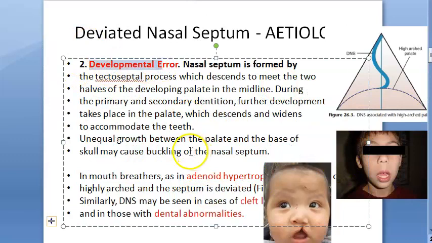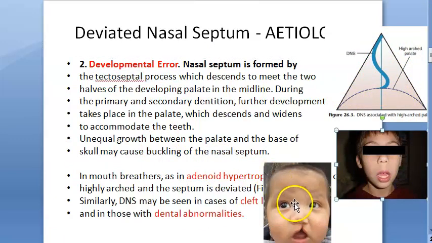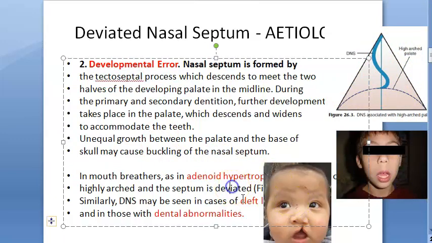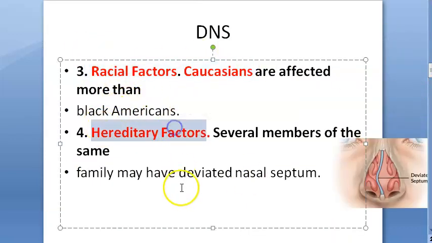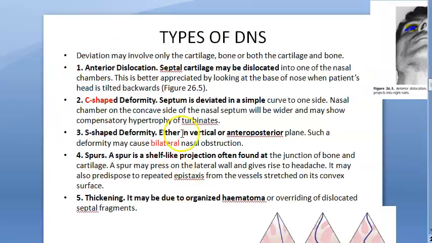Coming to developmental error, it can happen because, you know how this develops, this nasal septum descends to meet the two halves of the palate in the midline, and during dentition the palate will descend further to accommodate the teeth. So if there is some problem in the palate, then there can be a deviated nasal septum. You see it in adenoid hypertrophy, cleft lip, cleft palate, in dental abnormalities. These people can have deviated nasal septum. Caucasians can have hereditary factors. This deviated nasal septum may run in the family.